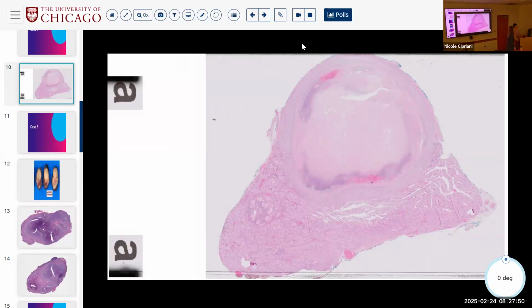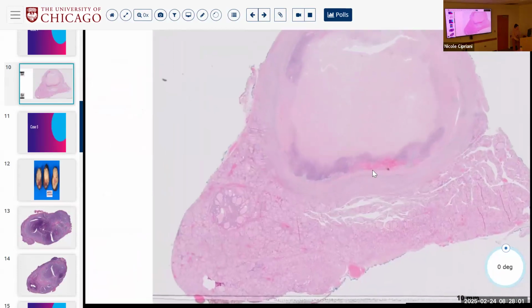Right, so first thing I see is this kind of looks like a well circumscribed, big, very pale pink nodule in kind of a periphery, sort of looks like just normal thyroid.